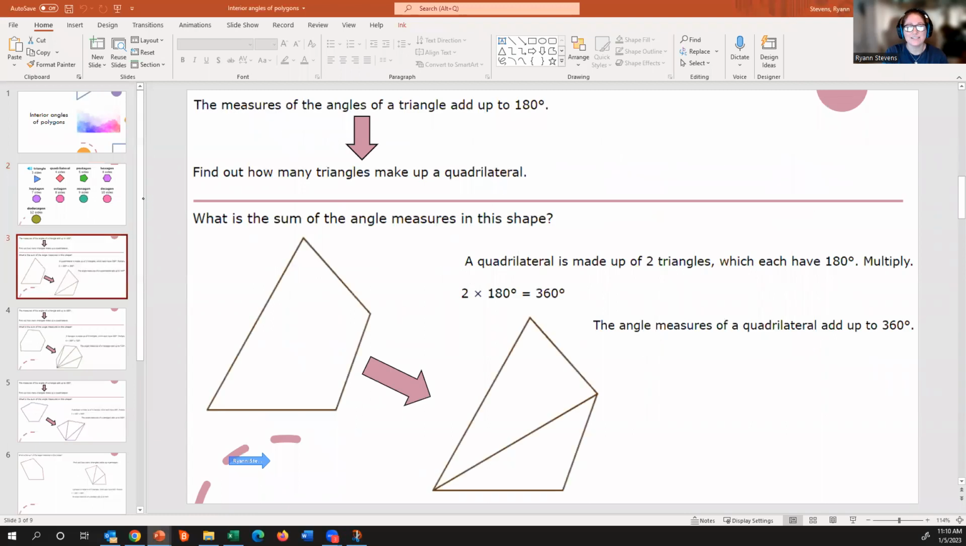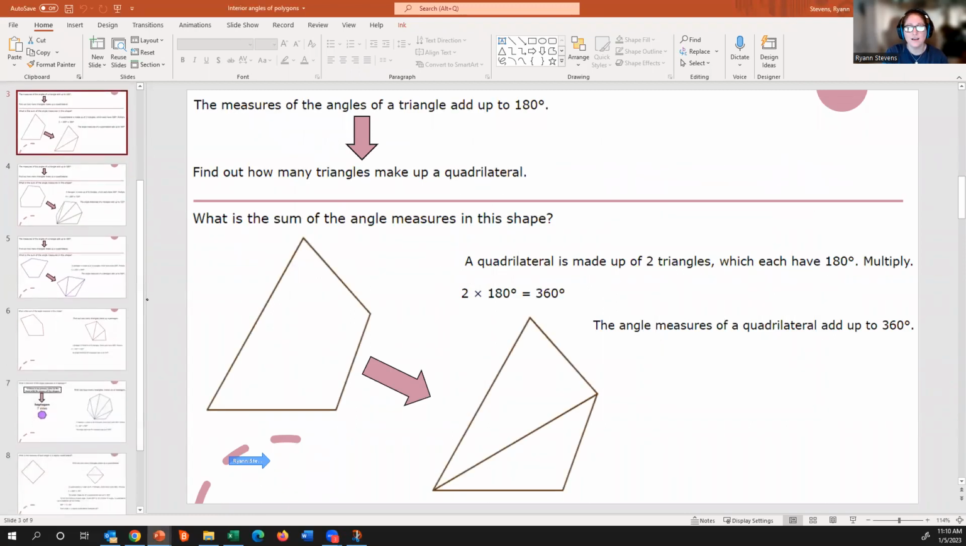So looking at this first example, we're going to look at a couple of examples. One thing to keep in mind, and to remember, is that the measures of the angles of a triangle are going to all add up to 180 degrees. If it's a triangle, it's going to have 3 angles, and all of those angles will add up to be 180 degrees. So in order to figure out the angle measures of a polygon, it's important to look at how many triangles you can use to make up that shape, or in this case, that quadrilateral.